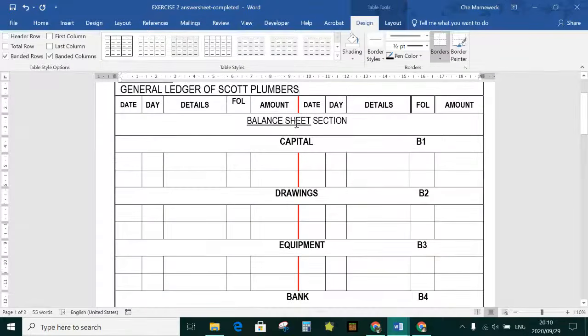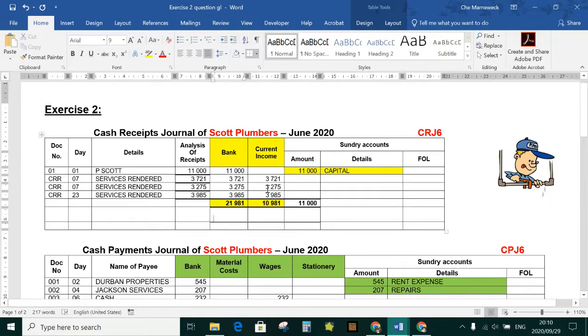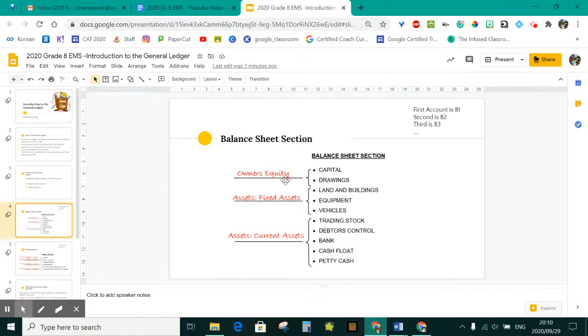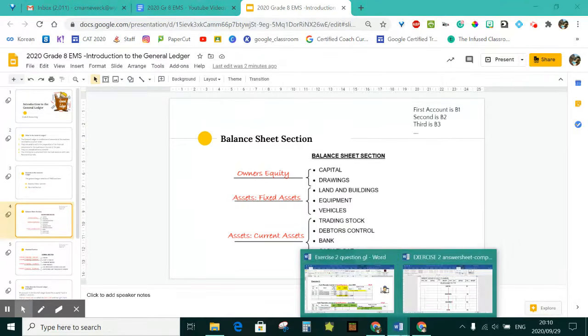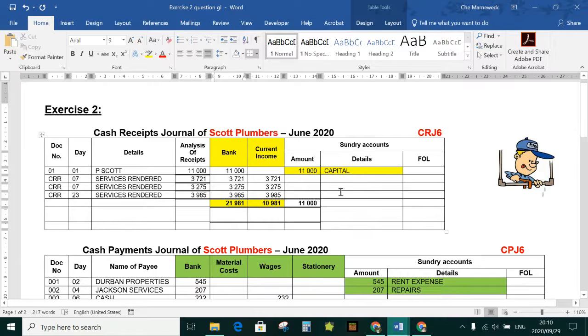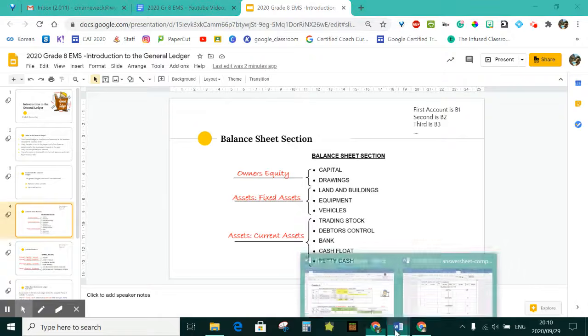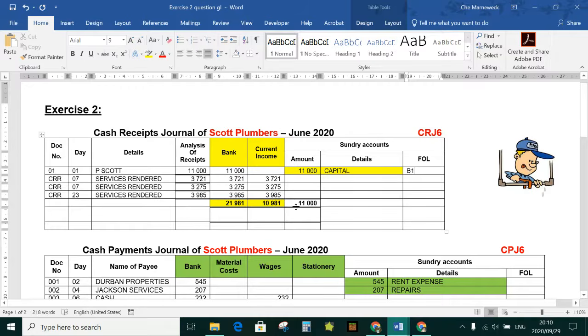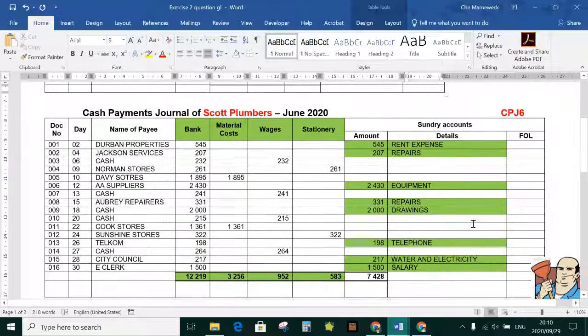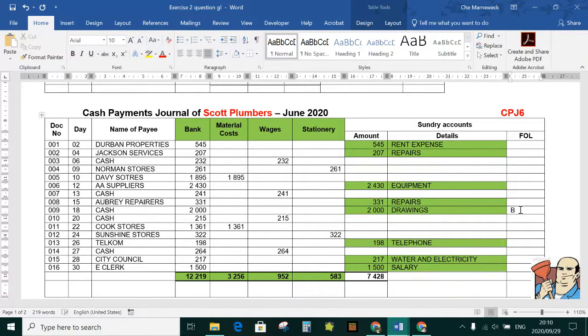So we are starting with the balance sheet section, and we go back to our journal. We're trying to work out the order of accounts. We have a look at our notes. Very first account would be capital. We have a look at our journal. Do we have capital? Yes, we do. Capital would be B1. Next is drawings. Do we have drawings in this exercise? We have a look, and we see, yes, there was drawings, B2.